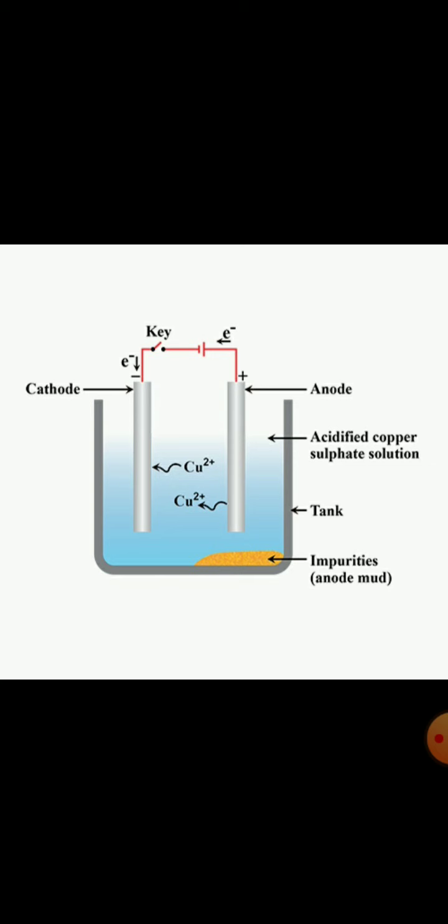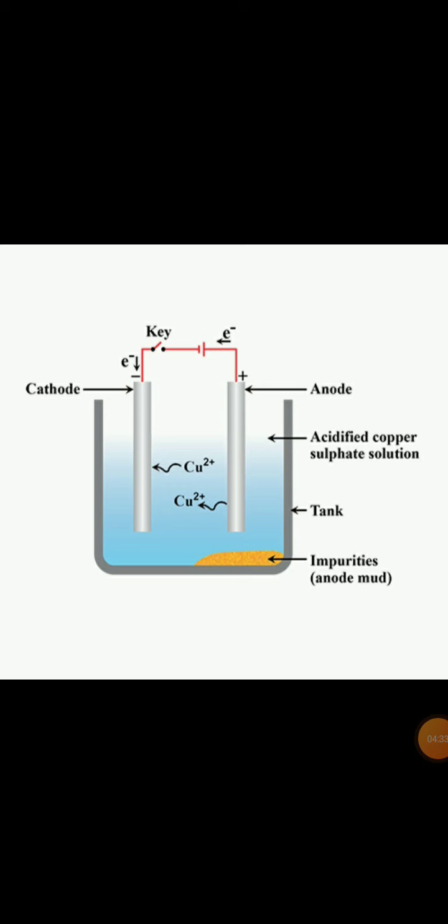You can see in the figure there are impurities at the bottom part of the anode, shown as impurities, which is called anode mud. So this is the whole process of electrolytic refining.